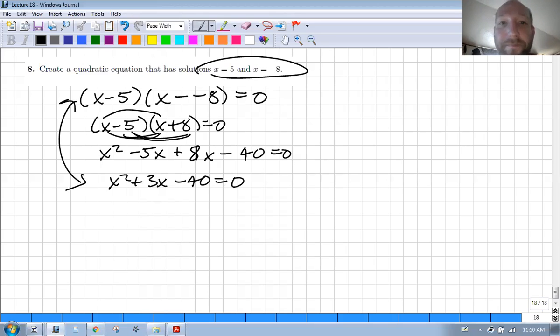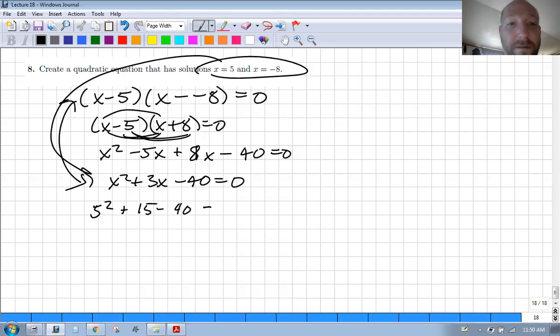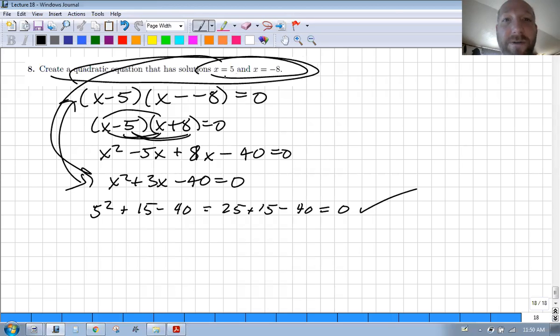Okay. And you could test it. We plug a 5 in here. 5 squared, 5 times 3 is 15. This is 25 plus 15 minus 40 equals 0. And if you plug the negative 8 in, I'm sure you get 0 again. So when they ask you to do this, just do x minus each of those and multiply them together.